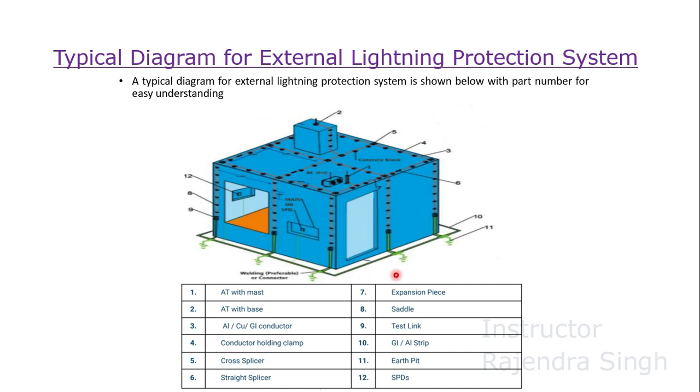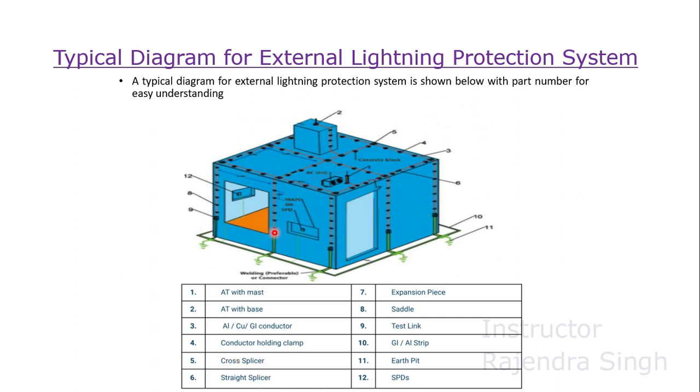So this is a building, as you can see, and different numbers are shown here for understanding. First, number 1, which we see here, is the air terminal with a supporting mast. Number 2 is the air terminal with a base support. Number 3 is the aluminium, copper or GI conductor which is running on the roof. Number 4 is the conductor holding clamp above which the down conductor is being routed. Number 5, we see a cross splicer.